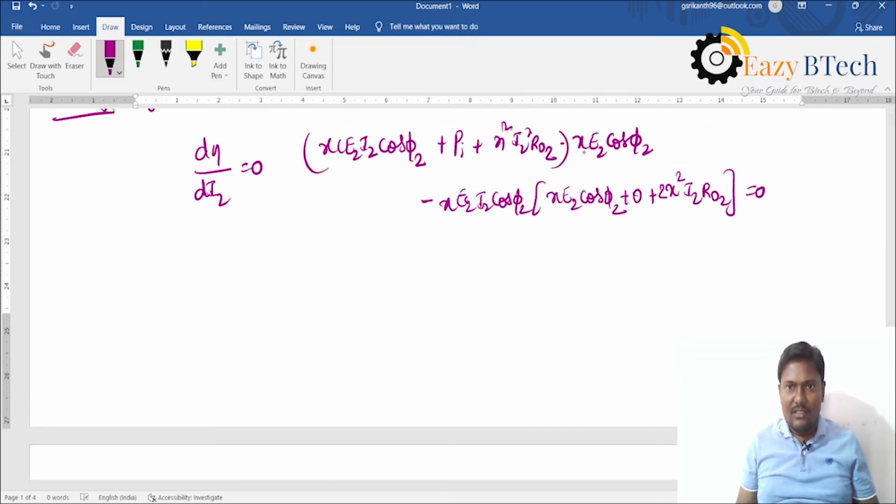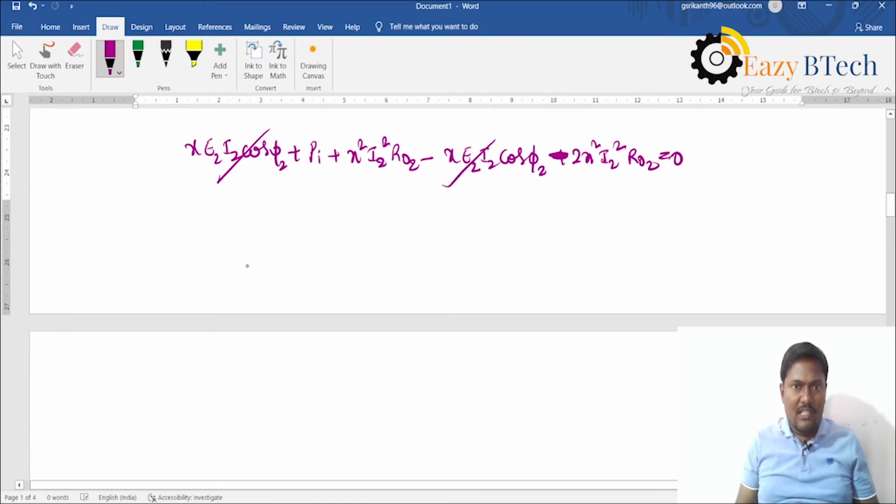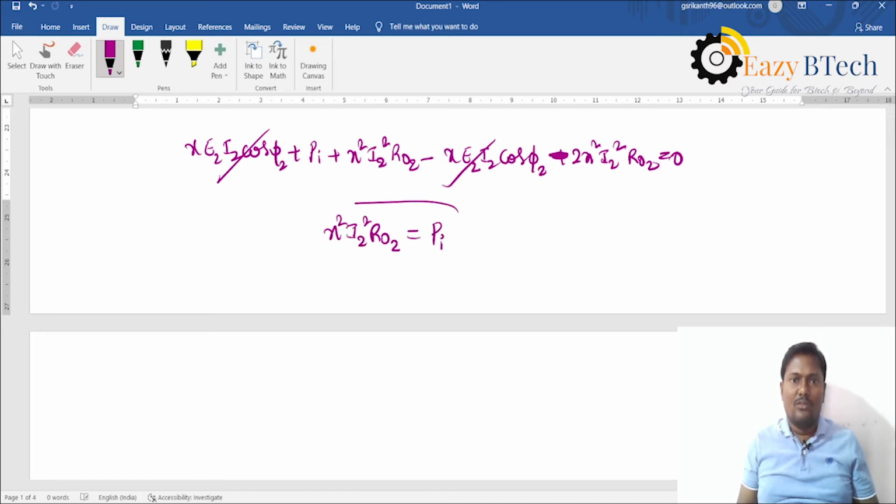So from this, take x E2 cos phi 2 as common, and that is not equal to 0. Then x E2 I2 cos phi 2 plus iron losses plus x square I2 square R02, minus, see here, I2 is there in x E2 I2 cos phi 2, only I2 is pending here, multiplied with I2 inside, x E2 I2 cos phi 2 plus 2 x square I2 square R02, should be equal to 0, and these terms are cancelled. From this, x square I2 square R02 is equal to iron losses. This is the condition for maximum efficiency.